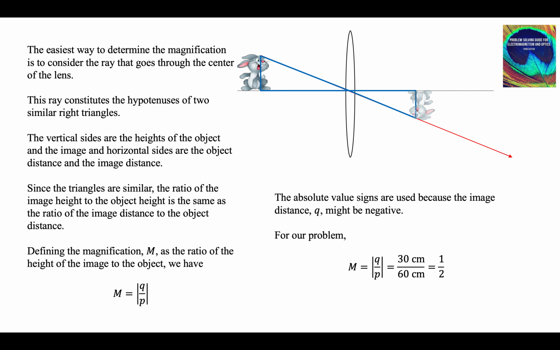So for our problem, q is 30. It's negative 30, but we take it's positive 30. So we take the absolute value of that, we get 1/2, and we're happy with that. It looks like it's about 1/2. This is consistent with the diagram, but that's always good when your diagram is consistent with the thin lens equation.